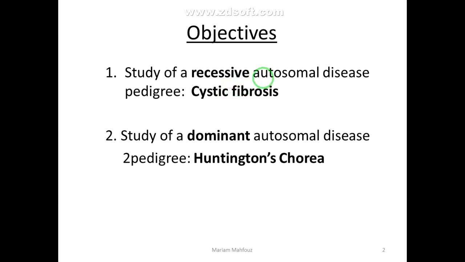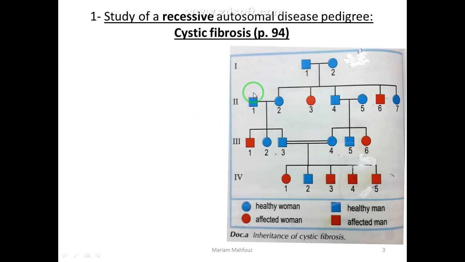Okay, let's start with the first objective, which is the study of the recessive autosomal disease, cystic fibrosis. For this, open the book at page 94. As shown on the screen and in your textbook, you're going to see this pedigree concerning the transmission of cystic fibrosis through a family that lives in Europe or in France, as the textbook says.